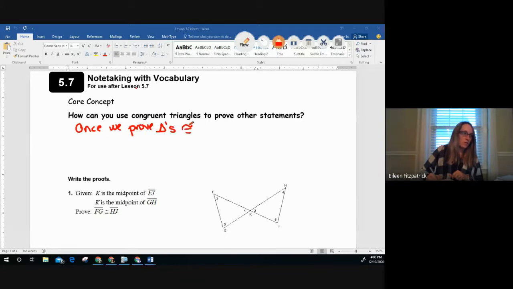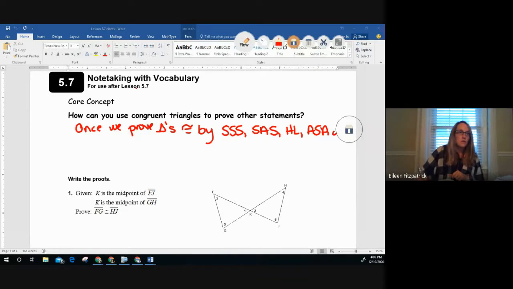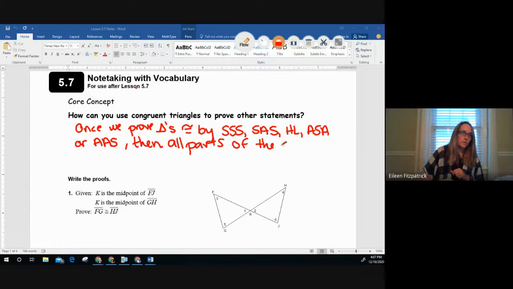triangles congruent by side-side-side, side-angle-side, HL, angle-side-angle, or angle-angle-side, then all parts of the two triangles are congruent.